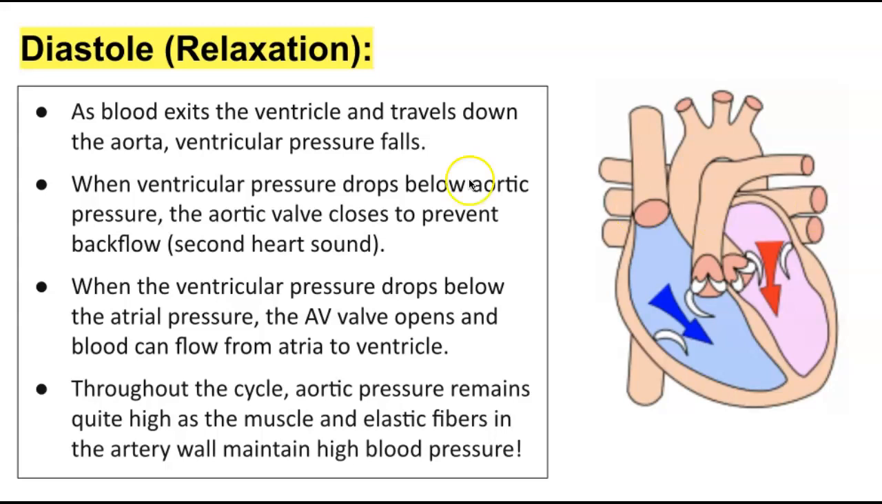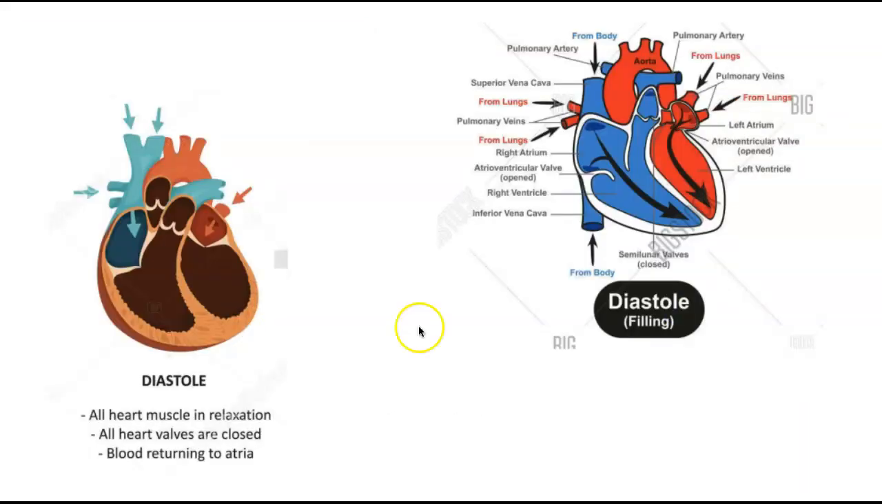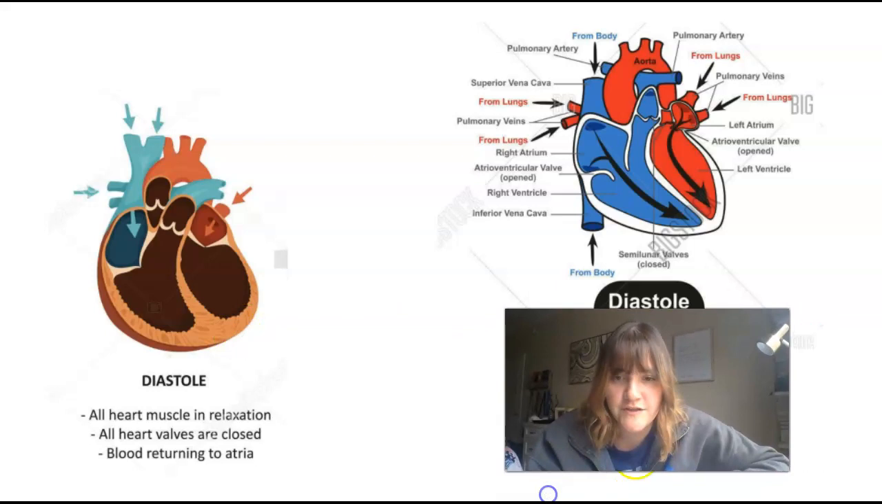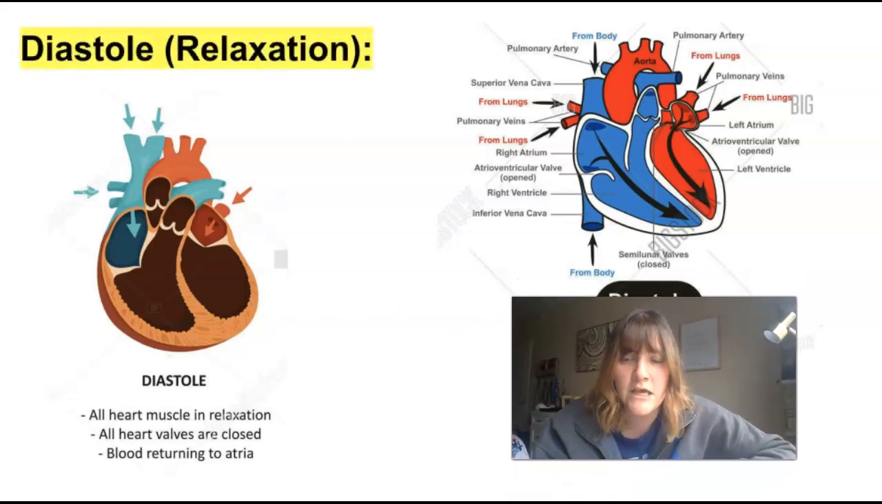And this is just a fun, interesting fact. Throughout this whole cycle, the pressure in the aorta actually remains really high, and that's just because the muscle and the elastic fibers in the artery wall are built to maintain high blood pressure so that aorta can pump blood throughout your entire body. And here are some pictures of diastole again.